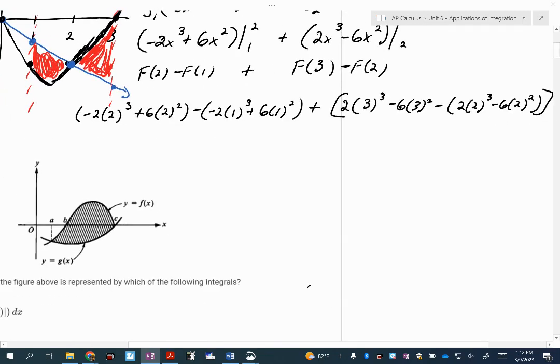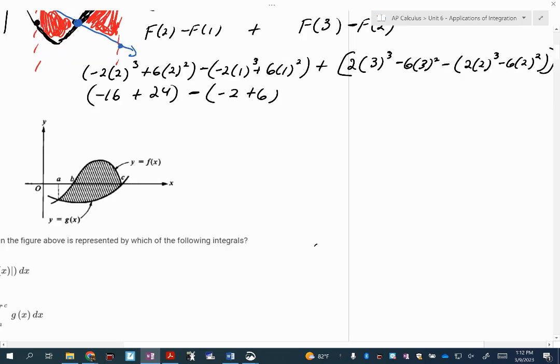2 cubed is 8. 8 times negative 2 is negative 16. Plus 2 squared is 4. That's 24. Minus, that's going to be negative 2 plus 6. So what's that going to be? That's going to be 8 minus negative 2 plus 6, which is going to be 4. So 8 minus 4 is going to be 4.